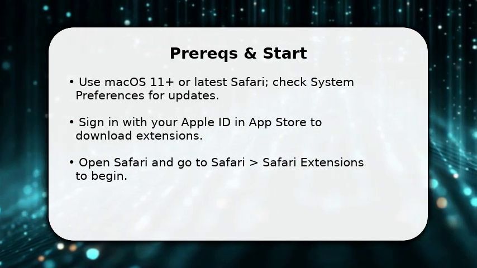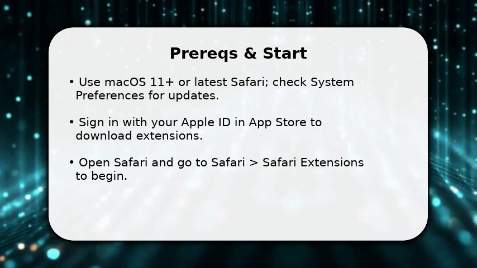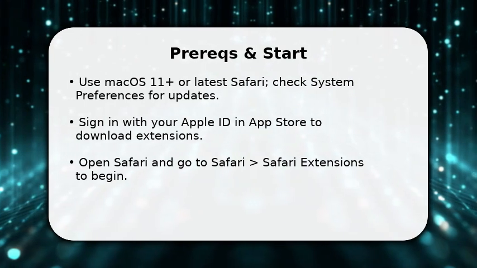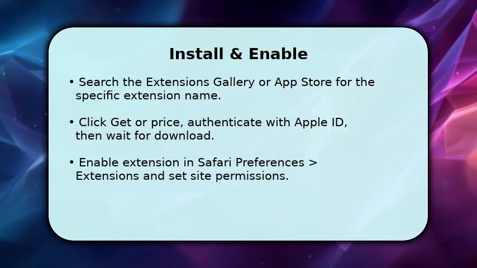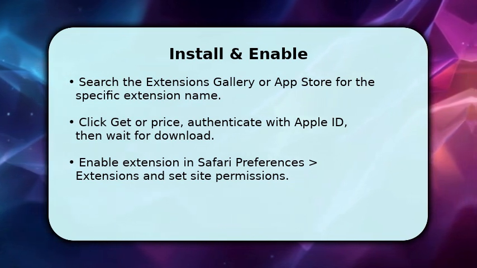Make sure to keep Safari running and have a stable network, because the gallery pulls listings and permissions in real time. Now find the extension you want in the Safari Extensions Gallery or App Store. Search by name or function. Click Get or the Price button and authenticate with your Apple ID if prompted.